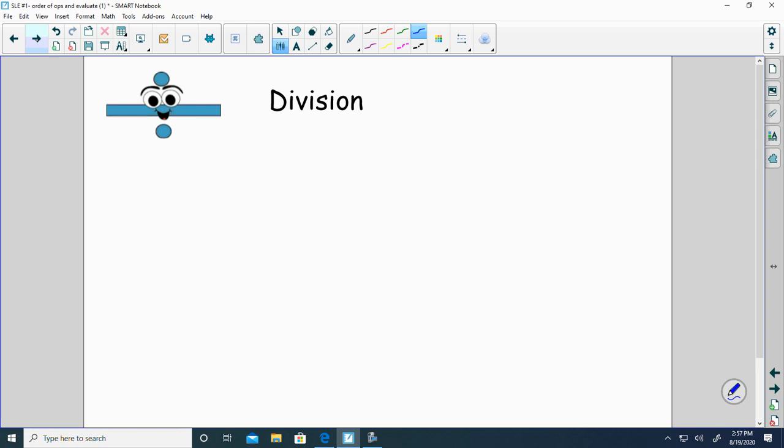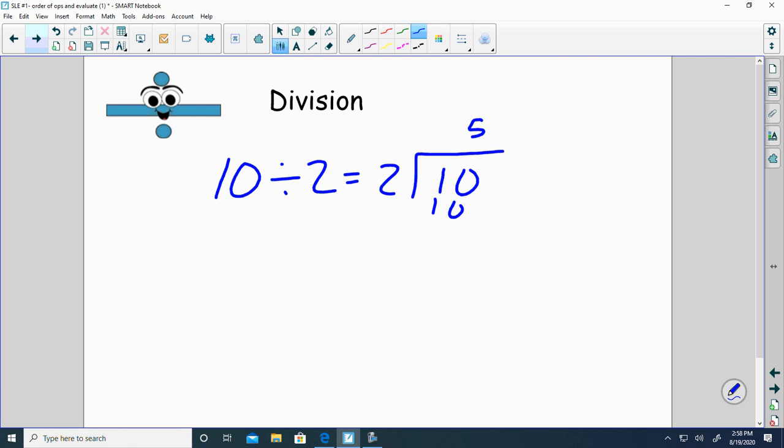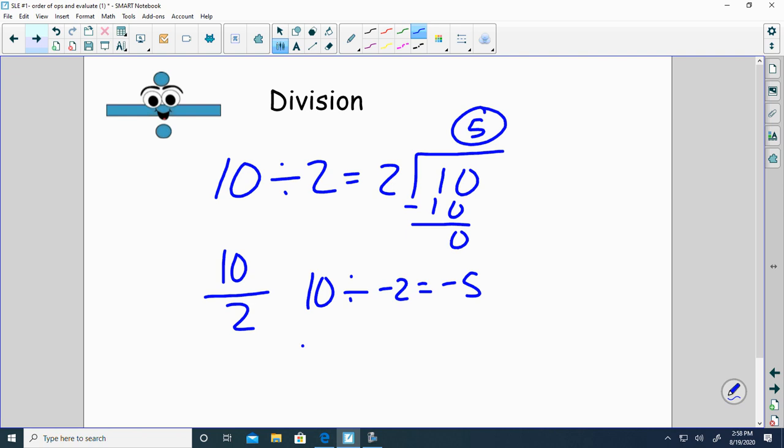And division is all kinds of things. You might have had something like 10 divided by 2. That would have been written like this as well. And that would go 5 times. 5 times 2 is 10. Subtract, it's 0. So your answer to this problem would just be 5. Another way that you could look at division would be as a fraction. The negatives still take place the same way. That would be a negative 5.